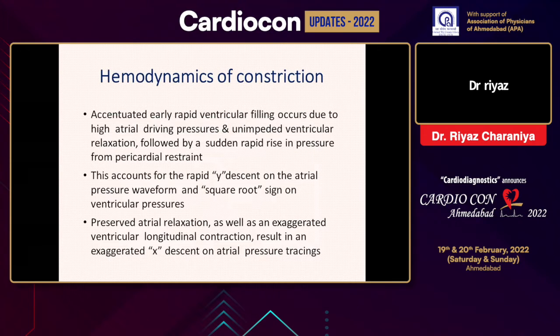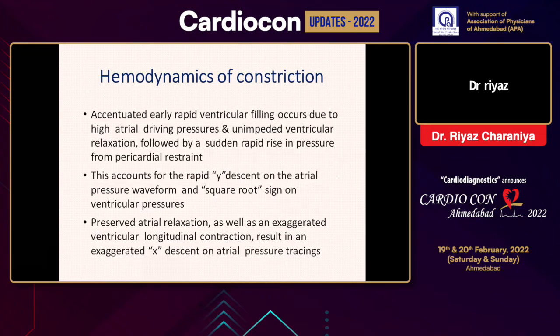Again, further discussing the accentuated early rapid filling, as I already mentioned, the early rapid filling is accentuated in constrictive pericarditis. It occurs because there is a high driving force and unimpeded early ventricular relaxation. The ventricles are free to relax in the early phase in constrictive pericarditis, and this is followed by a sudden rapid rise in pressure by the further pericardial restraint. Now, this results in a rapid Y descent and a square root sign on ventricular pressure, which we'll further see.